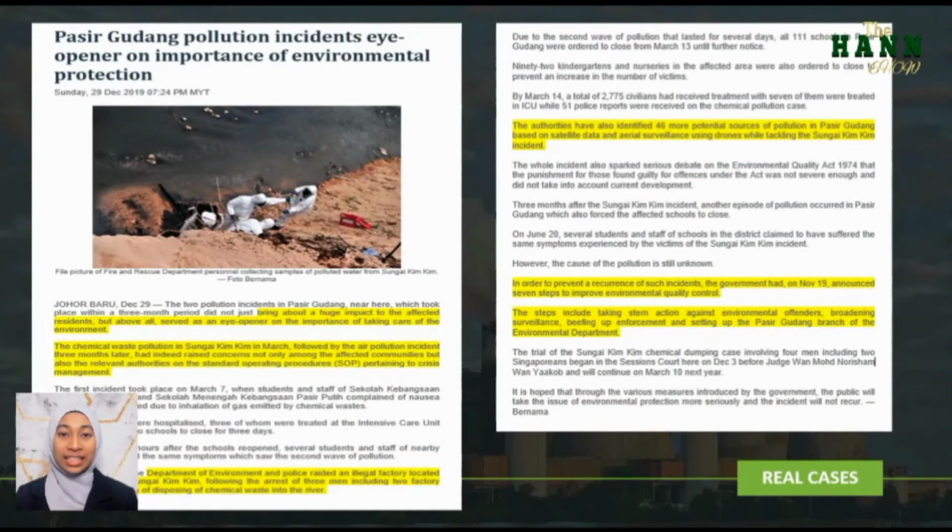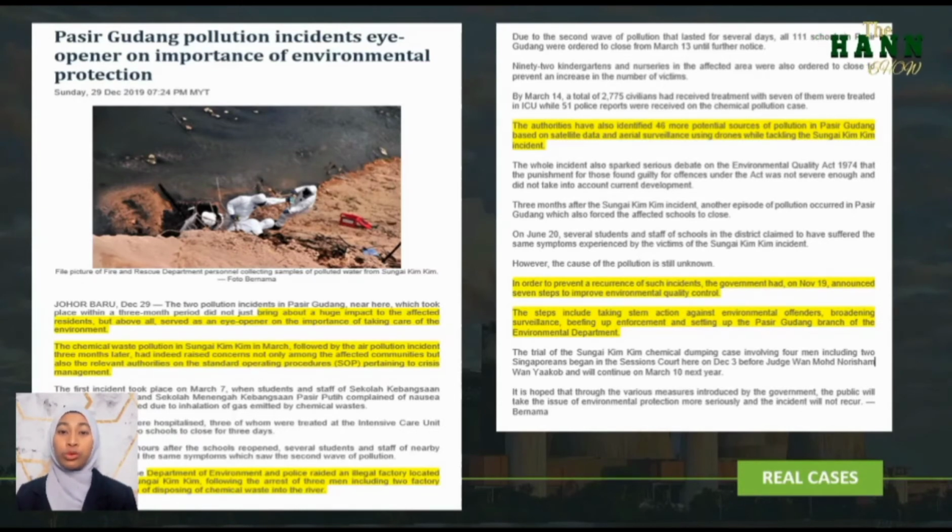The next case is in Pasir Gudang, Johor, where chemical waste pollution in Sungai Kim Kim and air pollution brought a huge impact to the affected residents. The Department of Environment and Police raided an illegal factory located 500 meters from Sungai Kim Kim and arrested 3 men, including 2 factory owners, on suspicion of disposing of chemical waste into the river.